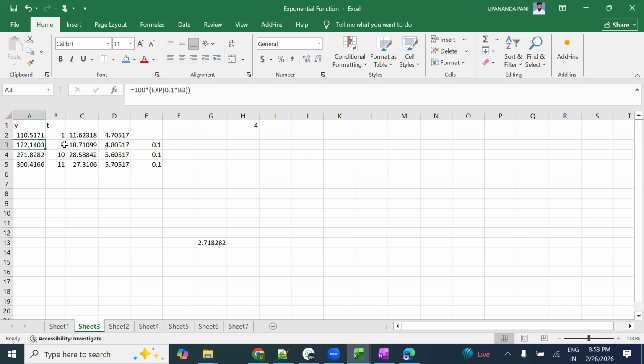Once your formula starts working, there is no need to panic about writing the next formula. Simply copy it and change the cell value, or drag it, and it will change. So when t is equal to 2, y is equal to 122.1403.